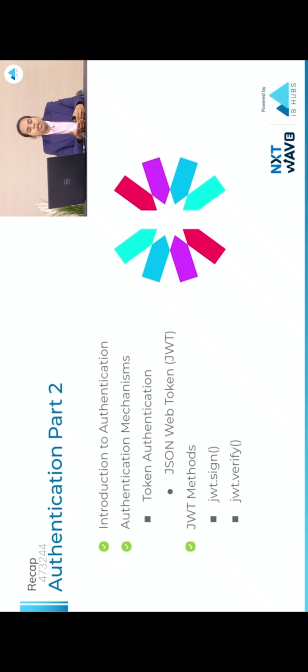Token authentication. So there we understood about the JSON Web Token, that is JWT, which is a standard to create the access tokens. Then we understood about the various methods of JWT, one of which is sign, using which we can create the JWT token. Another method is verify, using which we can verify the JWT token.